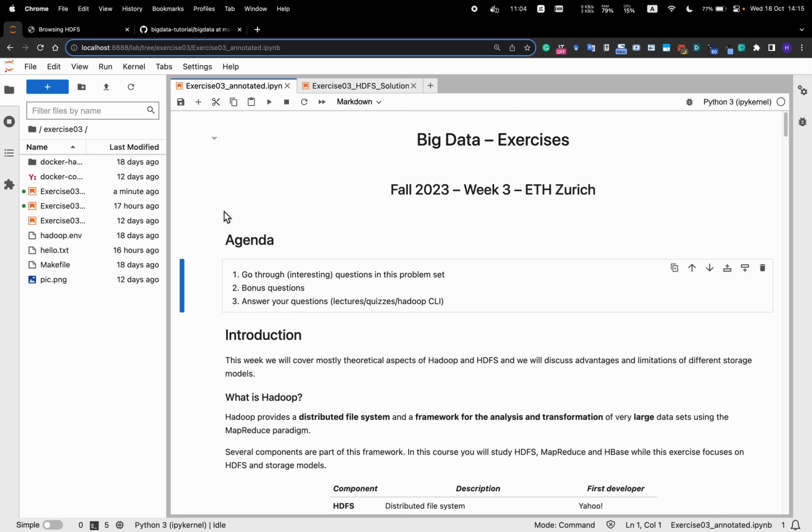So we are going to go through week 3's exercises. Today's agenda is very light. I'm going to go through some interesting questions in this notebook. By interesting, I mean maybe relevant for the exams. Most of the questions are pretty old, so I'm also going to add some bonus questions that might appear in the exam. And the last part will be answering your questions about HDFS or the lectures or the quizzes. So let's get started.